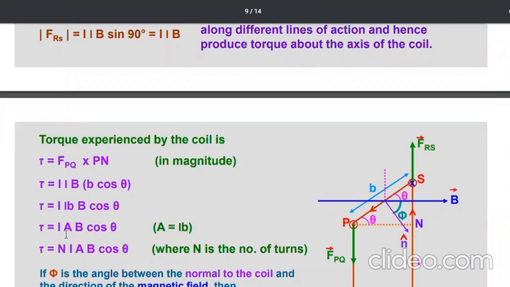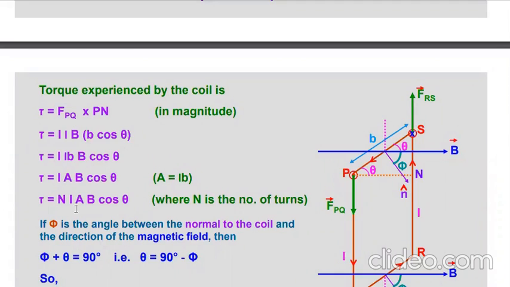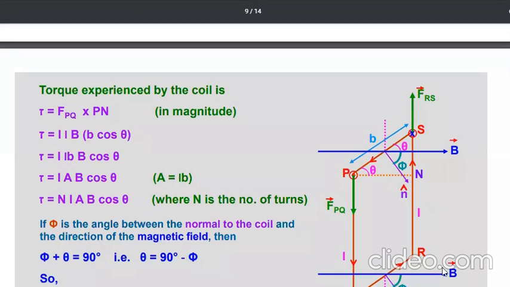So this area is represented by capital A, and capital B is the magnetic field. So we have torque equal to IAB cos theta. Now for n turns of the coil, this is for a single turn, I into A into B cos theta.